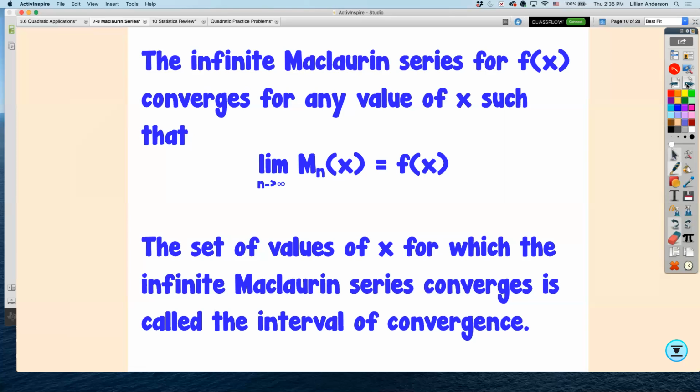So the set of values of x for which the infinite Maclaurin series converges is called the interval of convergence. Now, there are particular intervals of convergence that you should be aware of, because if you're ever asked to determine which values of x would have your series converge, you probably should know these.